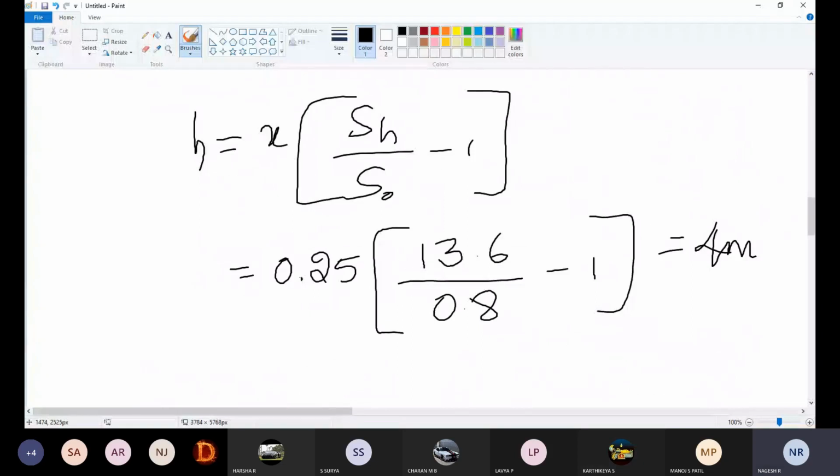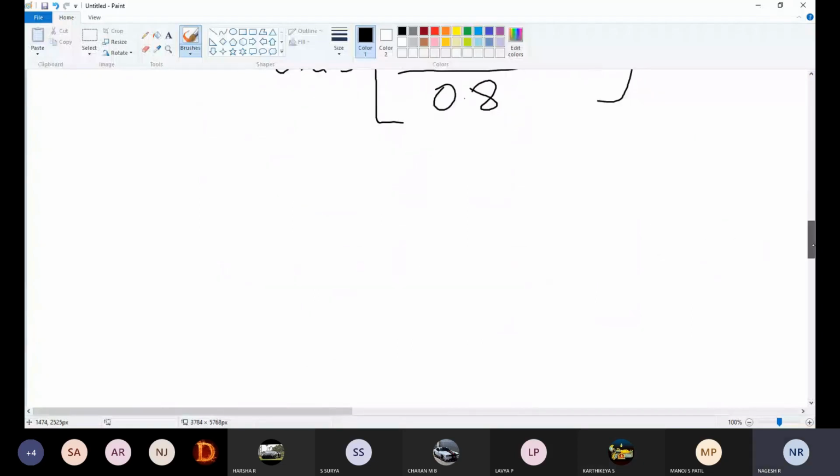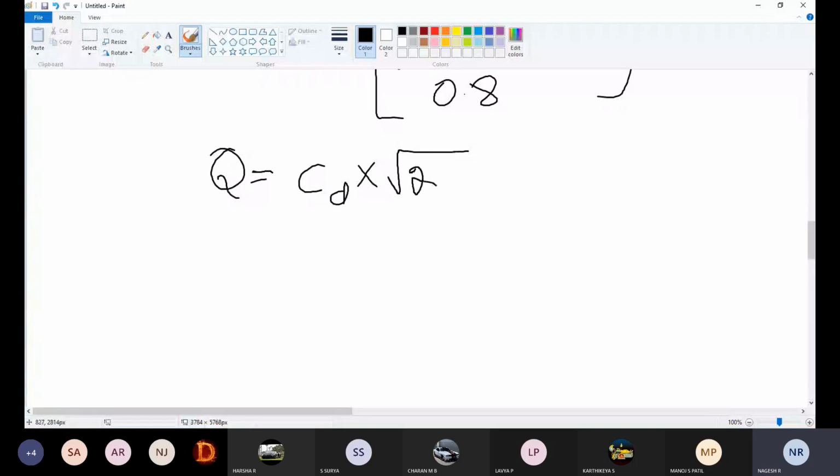Right? Now, what is the formula to find out Q? A1 V1 is equal to A2 V2? No. In venturimeter, what is the formula to find out Q? Q is equal to CD into square root of 2GH into A1 A2 divided by square root of A1 square minus A2 square.